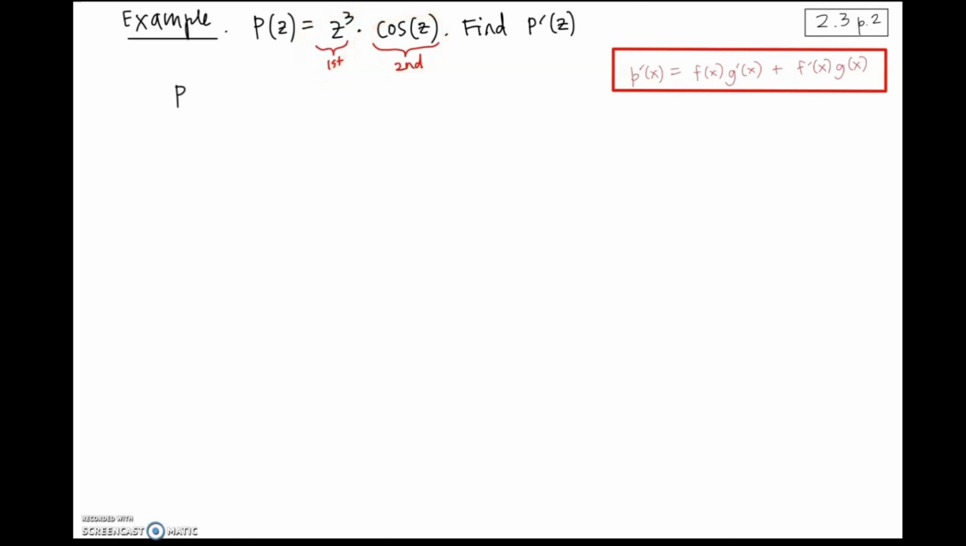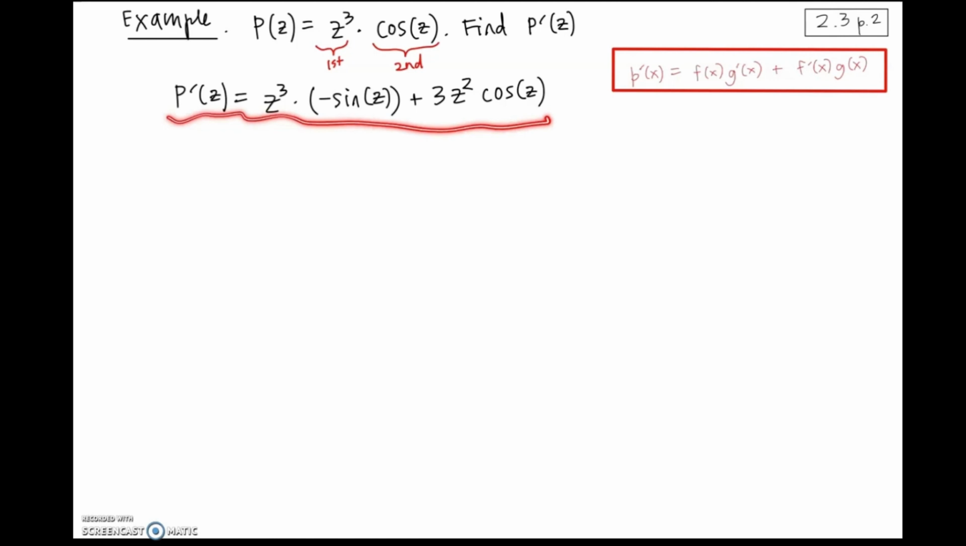So p prime of z should be z cubed times the derivative of cosine z, which is negative sine z, and then plus the derivative of this first one, z cubed, and that's going to be 3z squared, times just the regular second function, which will be cosine z. We can clean it up a little bit by pulling this negative out front, but importantly, we've found the derivative. This is it, and so we'll just stop there for right now.